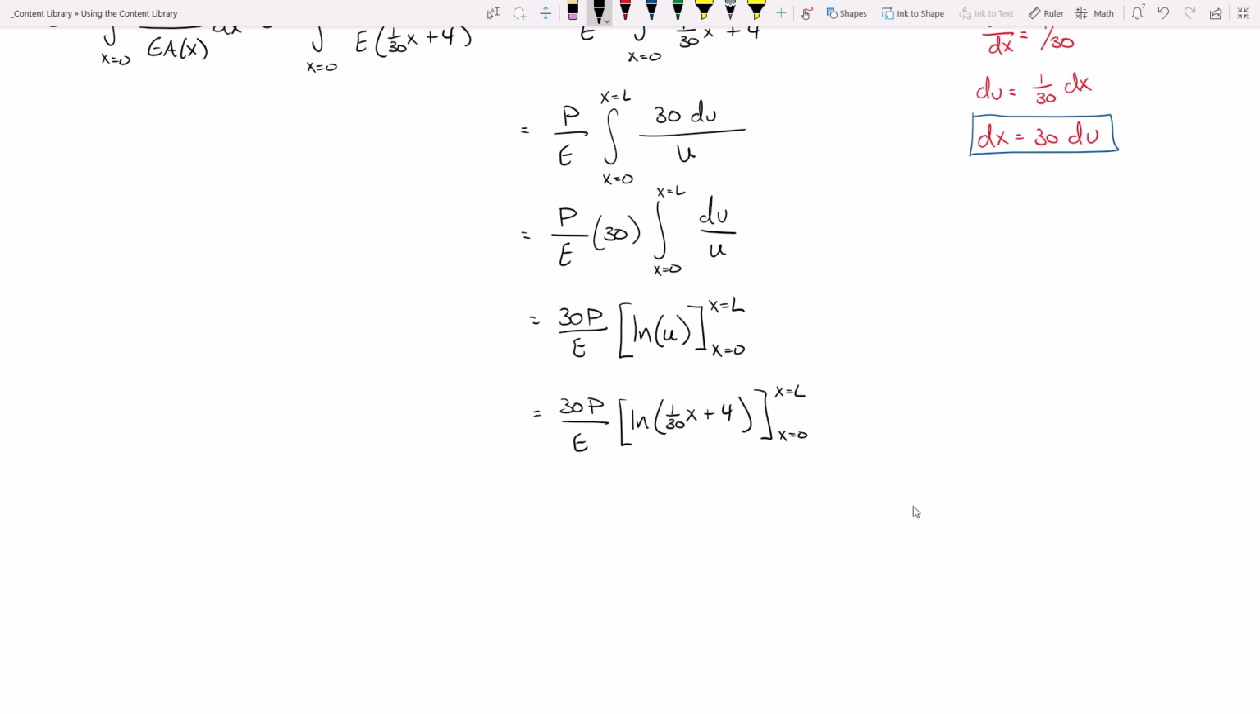Is this making sense? Okay, so what is L? Hold on, let's recall. What's L? L is 60. So the deflection is 30p over E, ln, right? Plug in the top number, which is 60. So 60 over 30 plus 4 minus, plug in the bottom number, right?